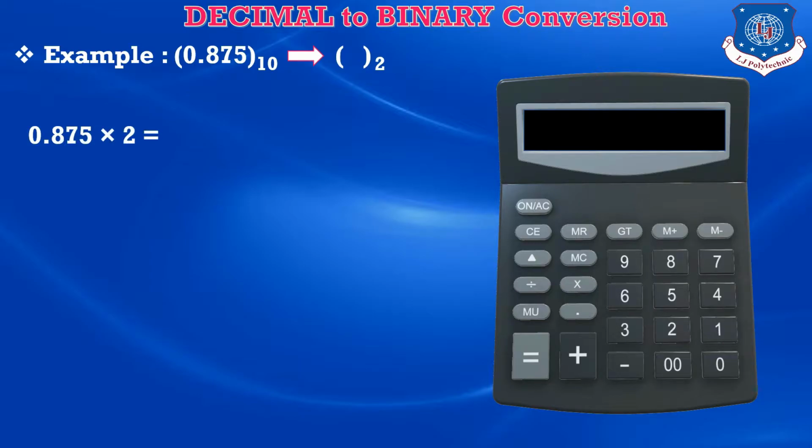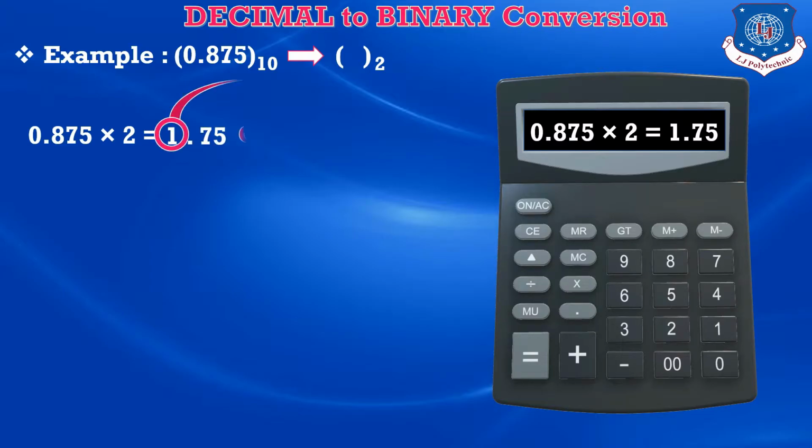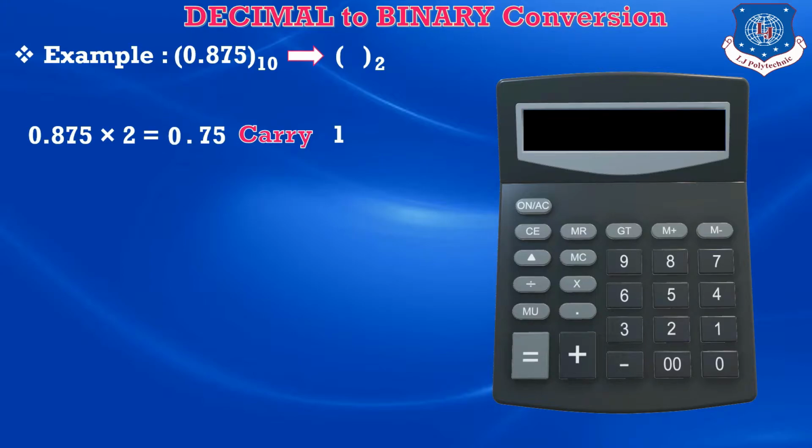Now 0.875 is multiplied with the base or radix of the binary number, 2. Then we'll get the answer 1.75. Amongst this 1.75, 1 is considered as a carry. So 0.75 is the remaining term.